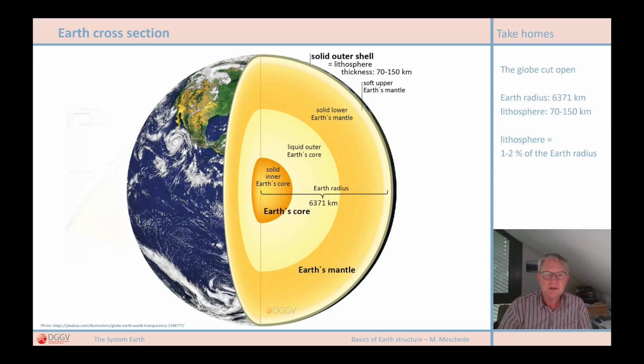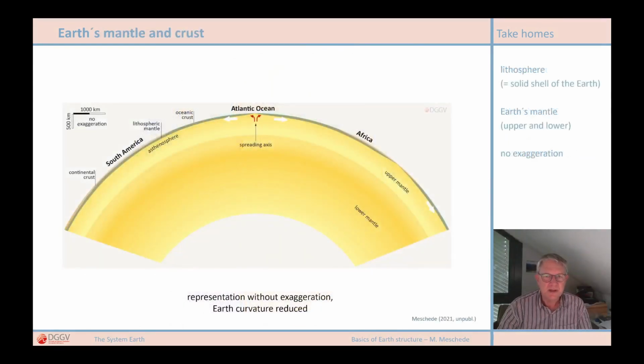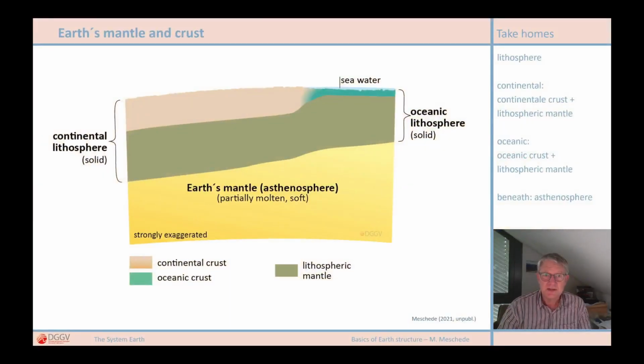Let's have a closer look at this lithosphere. Here in this figure, which I already showed in the first video, there is no exaggeration. It shows the proportions as in nature, and you can see the extremely thin lithosphere above the Earth's mantle again. And at this point, where a continent and an ocean lie next to each other, here it is South America and next to it the Atlantic Ocean. Let's zoom in because in this scale we cannot see anything. This is a strongly exaggerated representation of this situation, as I pointed out in the first video.